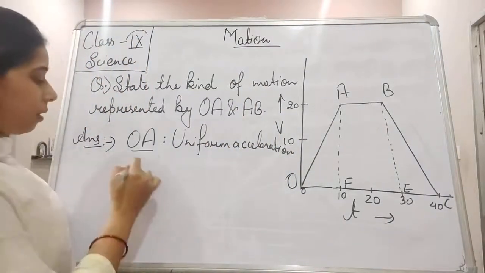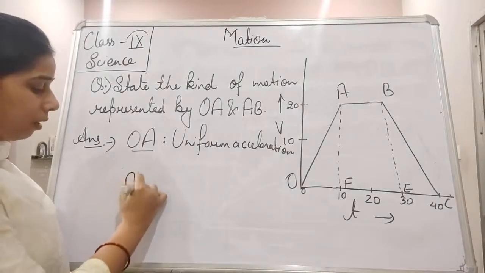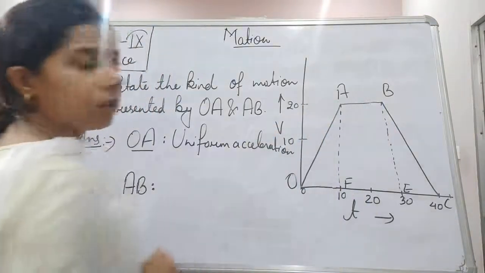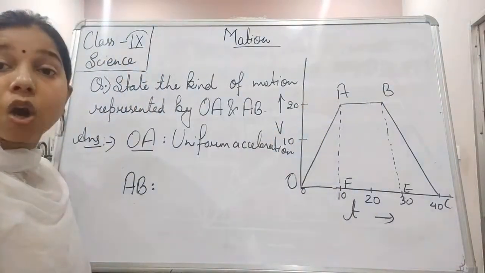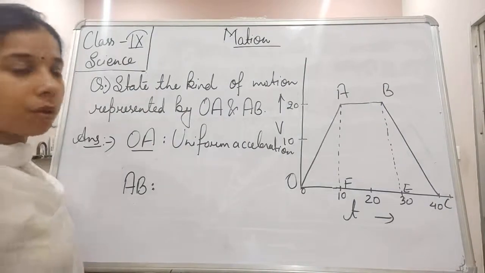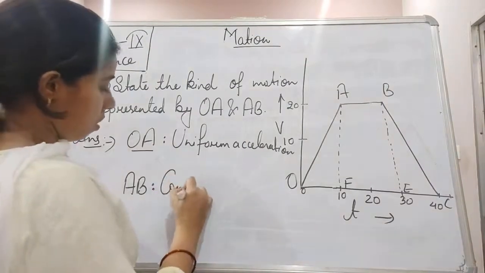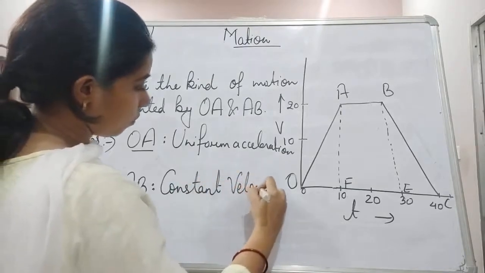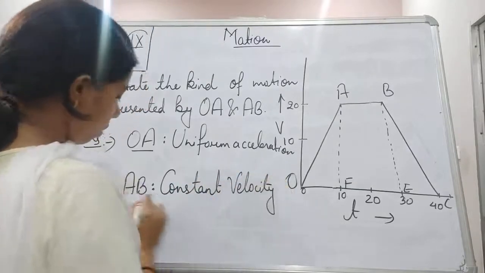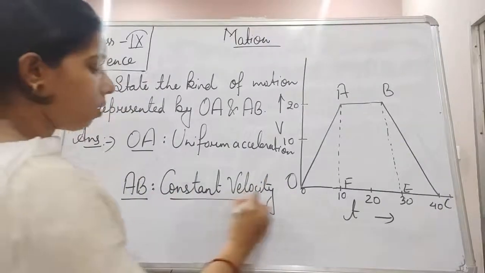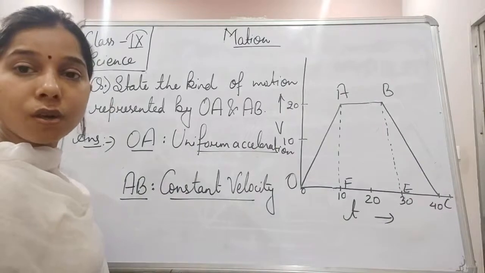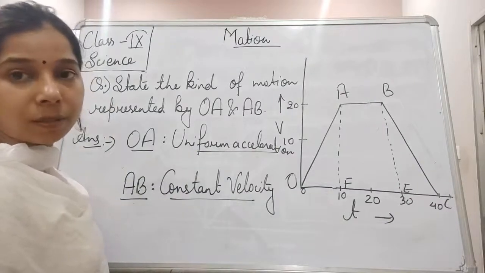Second one is AB. AB is what, students? Here it is constant. So this is showing a constant velocity. Okay. Constant velocity. OA and AB. This is uniform acceleration, and this is the constant velocity.